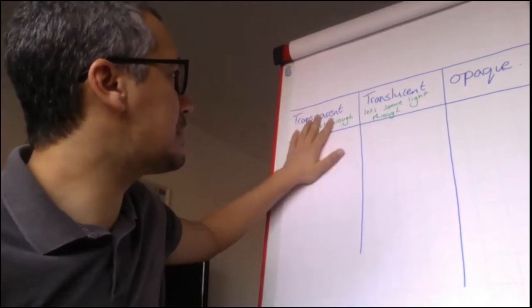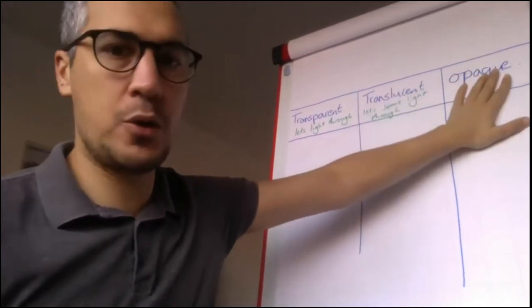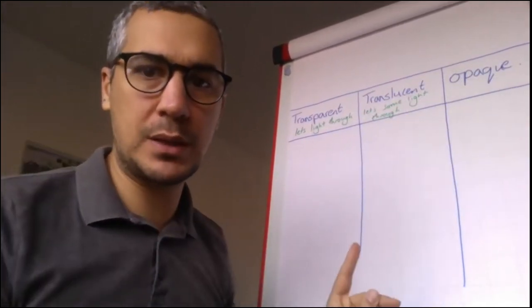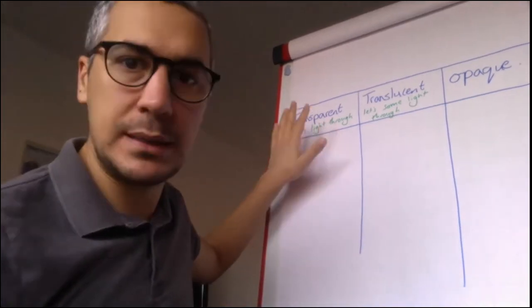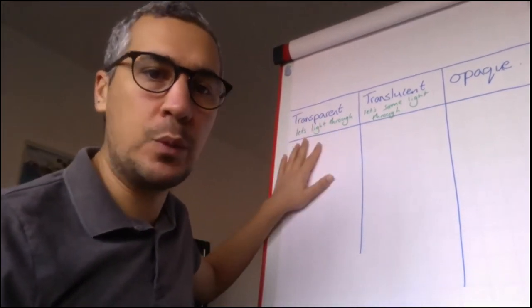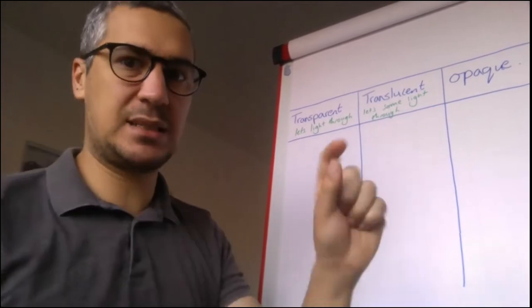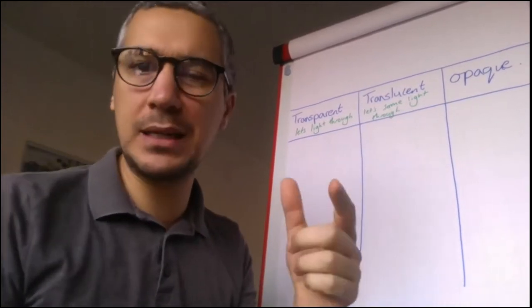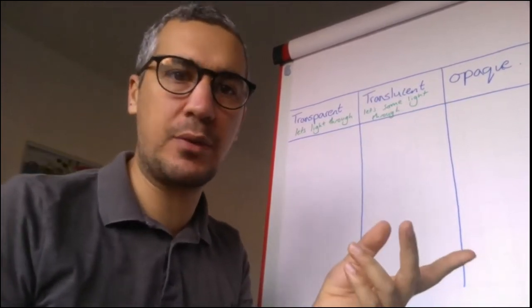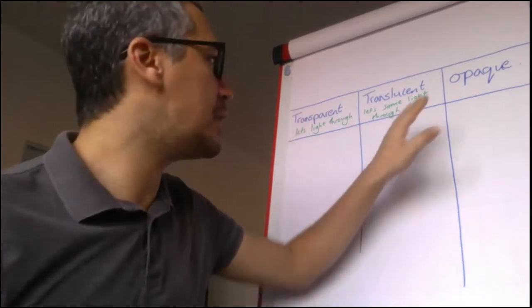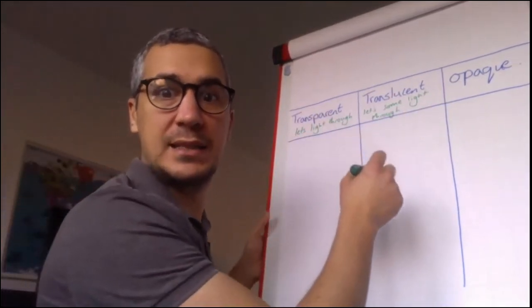So I've got transparent, translucent, opaque. So let's go through that one last time. We've got transparent, lets light through. We've got translucent, lets some light through, and you can kind of see through it, but it's a little bit different. And then you've got opaque, and then we've got lets no light through.